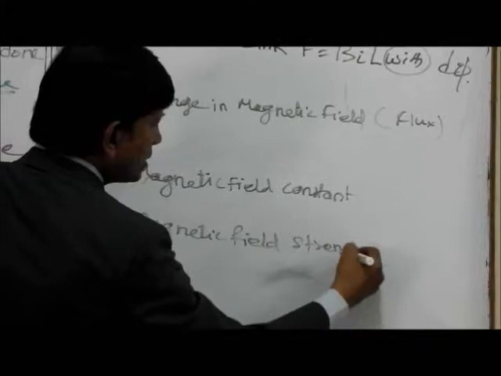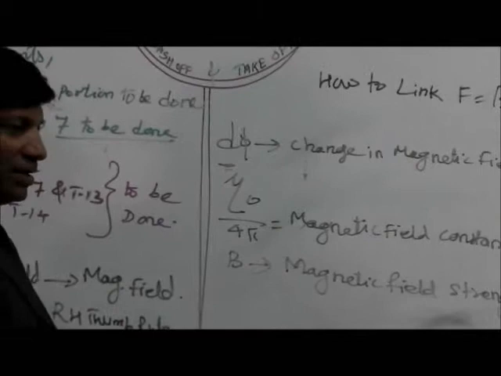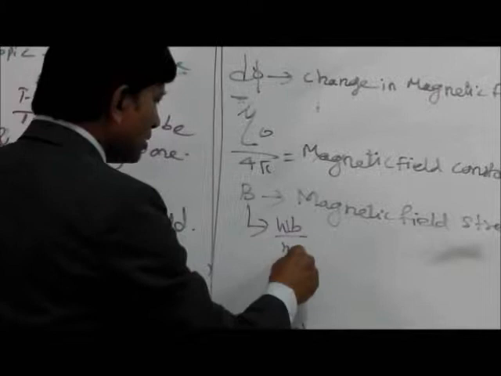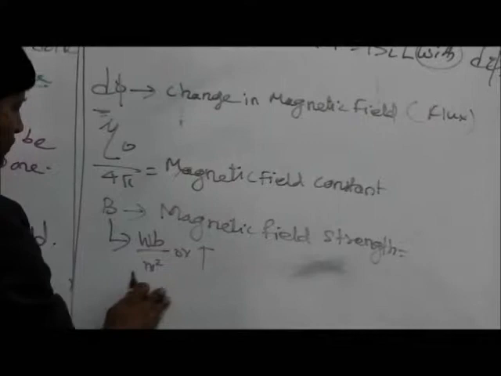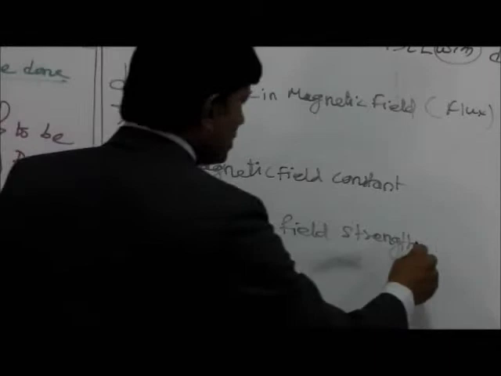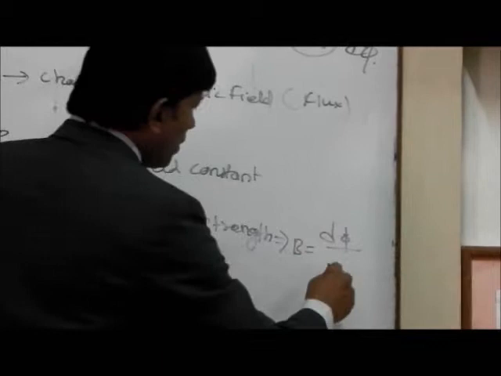This has a relation with d phi. How? By looking at the formula, the unit. What is the unit of B? Weber per meter square, or T, T for Tesla. By looking at the formula, this implies B has to be the change in magnetic field measured in Weber upon the area involved.